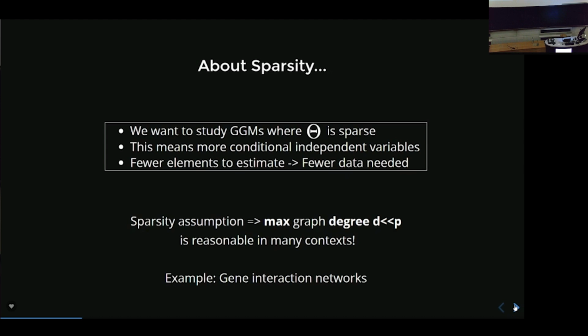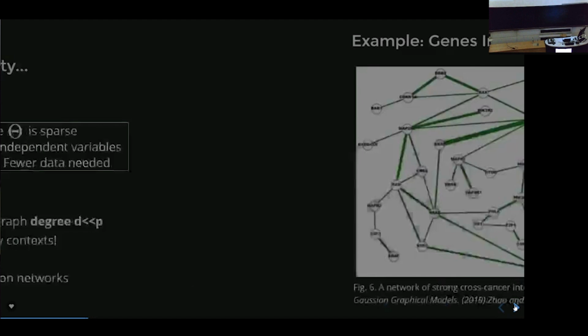Okay. Now, just a bit of an observation. When we talk about sparsity, that would imply that the maximum degree of our graph is smaller than the actual dimension of the problem. Now, is this a good assumption? Well, it is reasonable in many contexts. For example, in gene interaction networks, we might expect that not everything depends on everything, right? So we expect that the conditional dependency graph between genes is sparse.